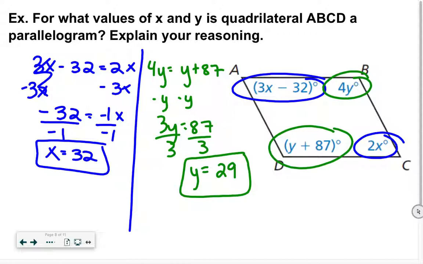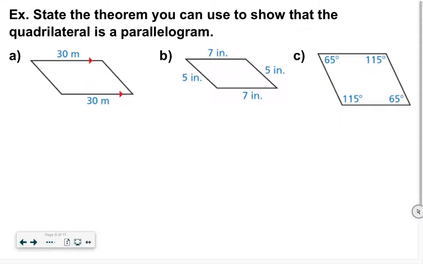Questions on the algebra part of it so far? Okay, that's the easy part. The next part is going to be not as straightforward, because you're not actually getting an answer for something like x equals 4 or y equals 2. It says state the theorem you can use to show that it's a parallelogram.